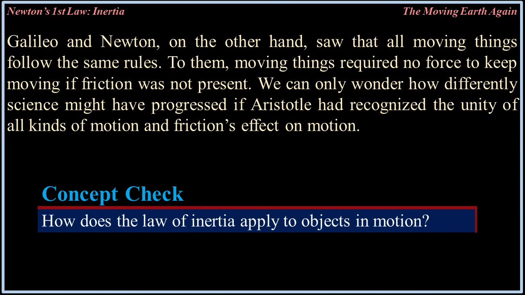Galileo and Newton, on the other hand, saw that all moving things follow the same rules. To them, moving things required no force to keep moving if friction was not present. We can only wonder how differently science might have progressed if Aristotle had recognized the unity of all kinds of motion and friction's effect on motion. How can the law of inertia apply to objects in motion?